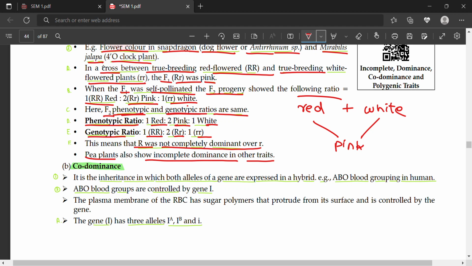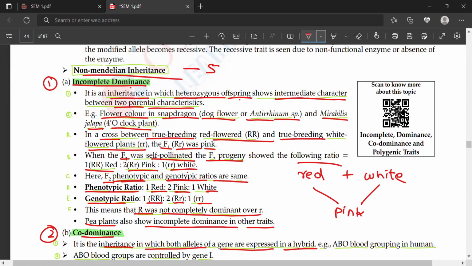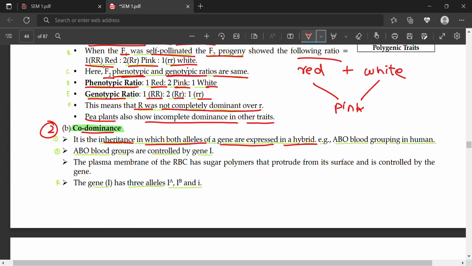Second type of the non-Mendelian inheritance is codominance. What is codominance? It is the inheritance in which both alleles of a gene are expressed in a hybrid. How is it different from the first one, that is incomplete dominance? It is explained through an example: ABO blood grouping in humans.